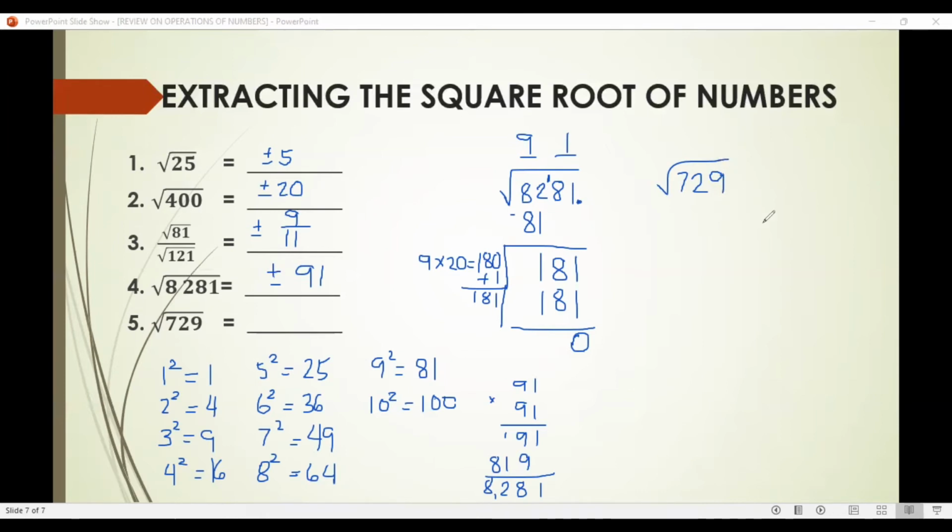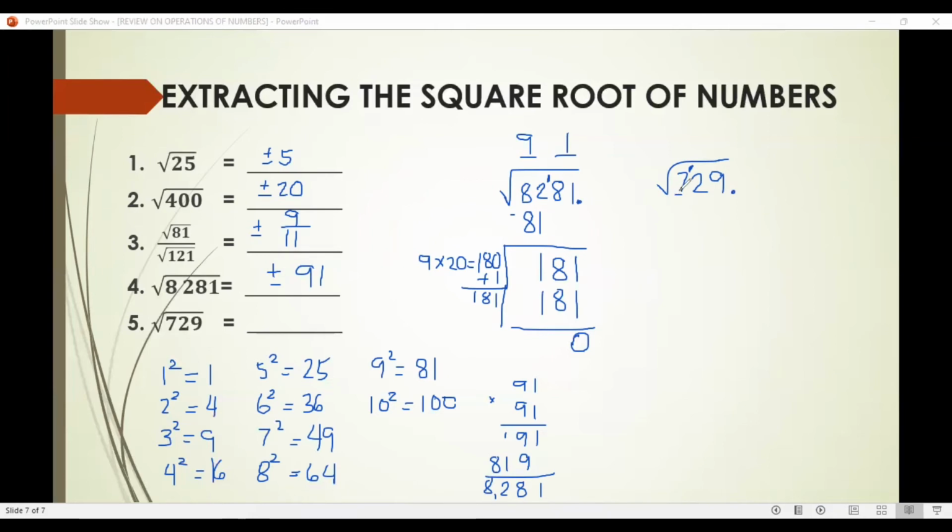Okay, the first rule is group by 2's. Again, group by 2's from the decimal point. There is no decimal point, so we just have to write a decimal point at the end because there is no existing decimal point. So in this case, 729, group by 2's from the decimal point: 29. 2 and 9 will be together, while 7 will be on its own. We only have a single digit here. So 7 is one group, 29 is another group.